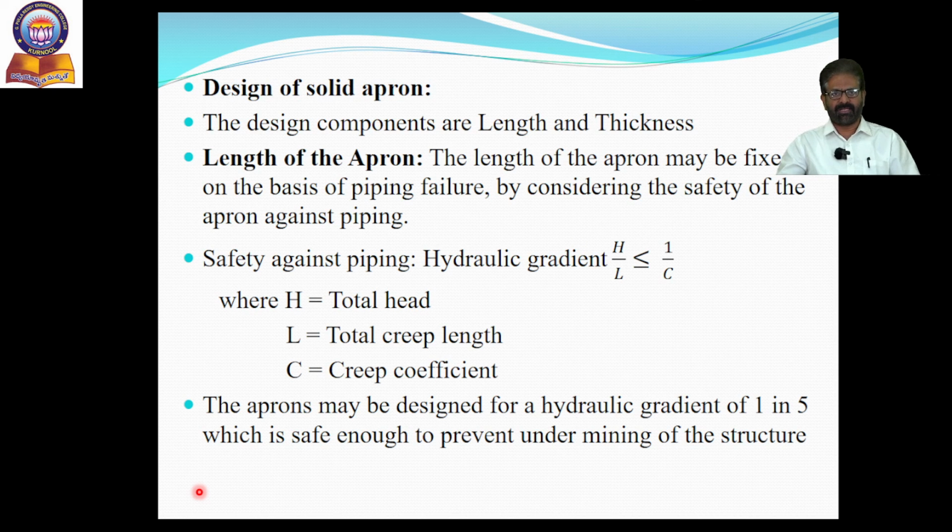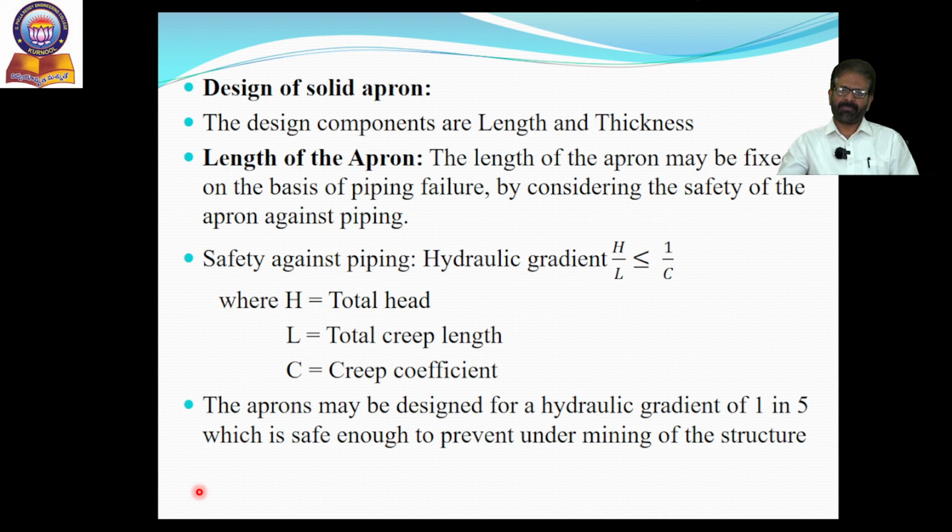As I mentioned earlier, so many causes of failures are there. One of the failures is piping failure. Piping means undermining, and the second one is the uplift pressure failure. Due to uplift pressure developed, the structure may fail. Similarly, due to piping also the structure may fail. Piping means the progressively backward erosion of soil. You might have known the definition of that piping.